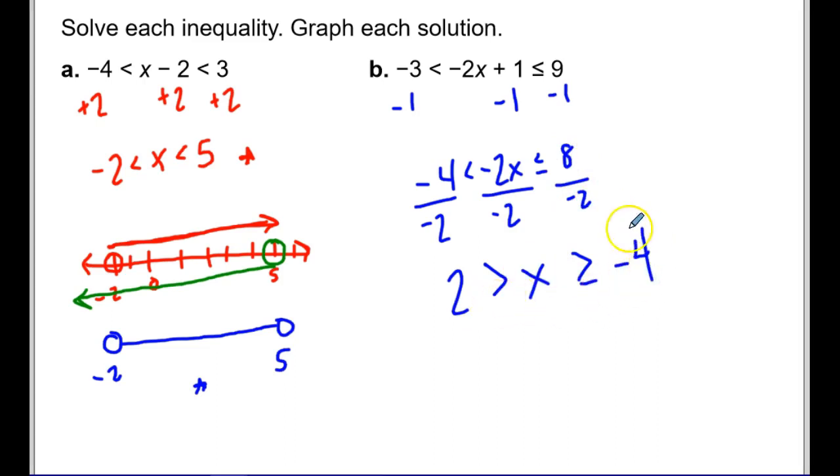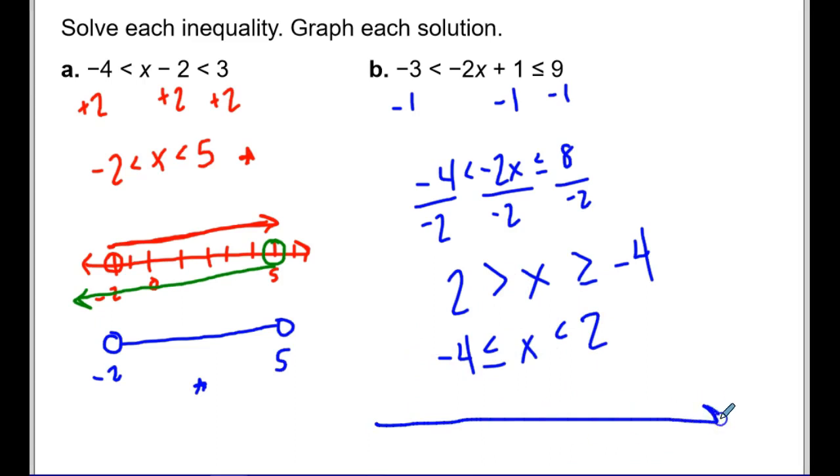Well, this is harder for my brain to handle because I like things to be in numerical order. So I'm just going to reflect this so it looks more like the number line. So I've got my negative 4 towards the small side of that sign, x, and then less than 2. So now again I see this is an "and" statement. Since it's one statement, I can go ahead and graph that.